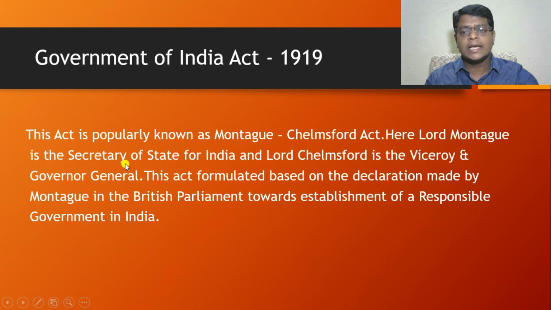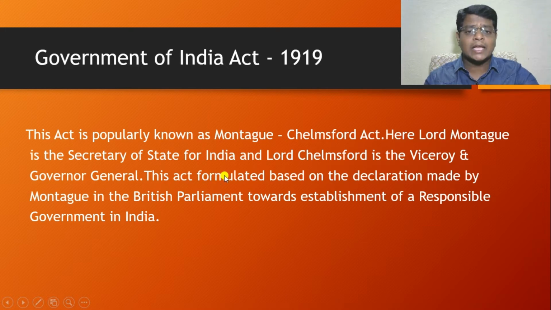Here, who are Montague and Chelmsford? Lord Montague was the Secretary of State for India, and Lord Chelmsford was the Viceroy and Governor General of India at that time. They contributed to the development of the Government of India Act 1919. That's why this act is called the Montague-Chelmsford Act 1919. This is very important from an examination point of view, because there were so many changes made by this Act.